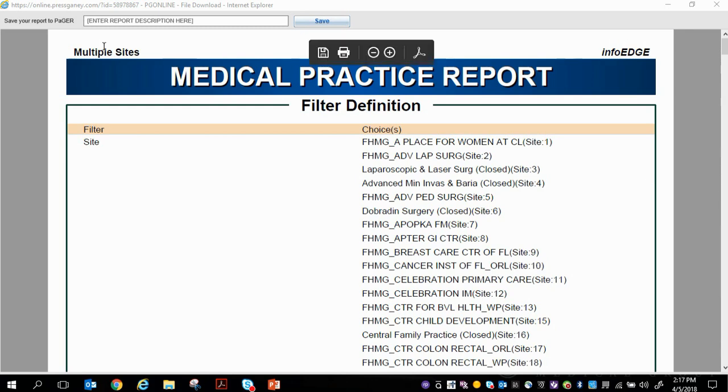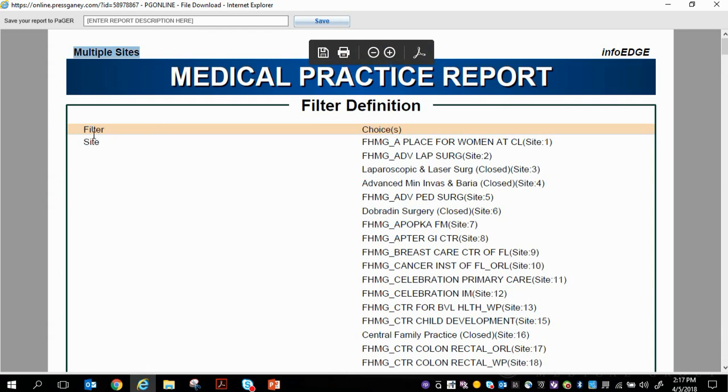On a site, you will actually see the site name in the upper left corner of the report. This report was run for all of Florida Hospital Medical Group, so it does have multiple sites rather than a specific individual practice site. As you can see, coming on the screen is an option to save the report or print the report in its format.